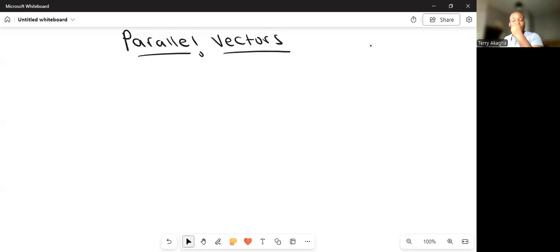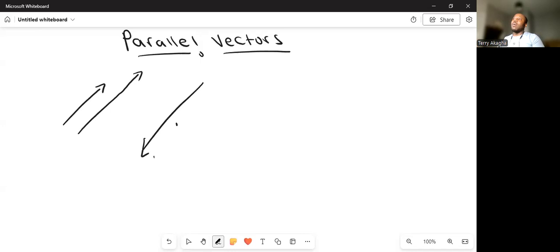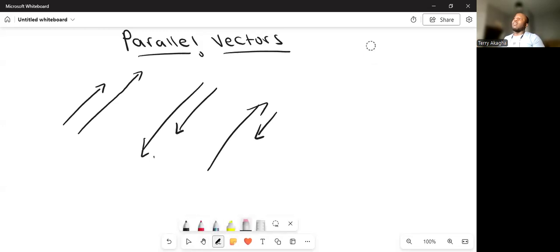Okay. So what are parallel vectors? These are vectors that have the same direction or exactly opposite direction. So what I'm saying is that these are parallel vectors. You can see they have exactly the same direction, or you can have it like this. These are also parallel vectors because they're in the same direction. Or you can have it like this, when they're exactly opposite direction, but they are still parallel vectors, okay?